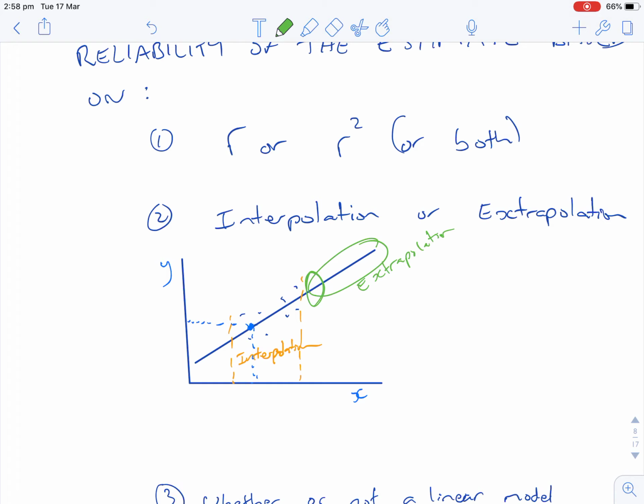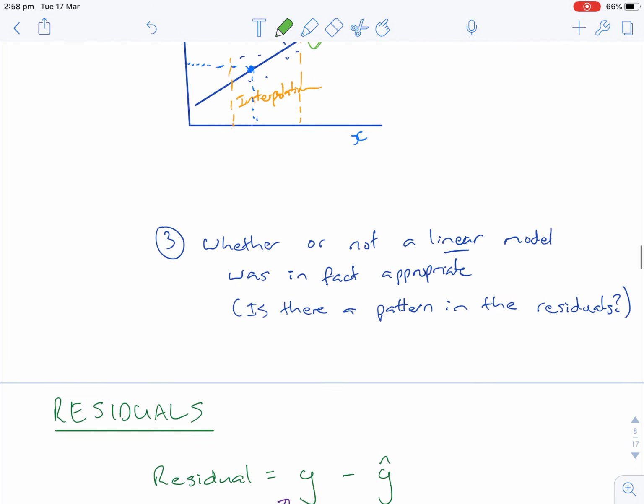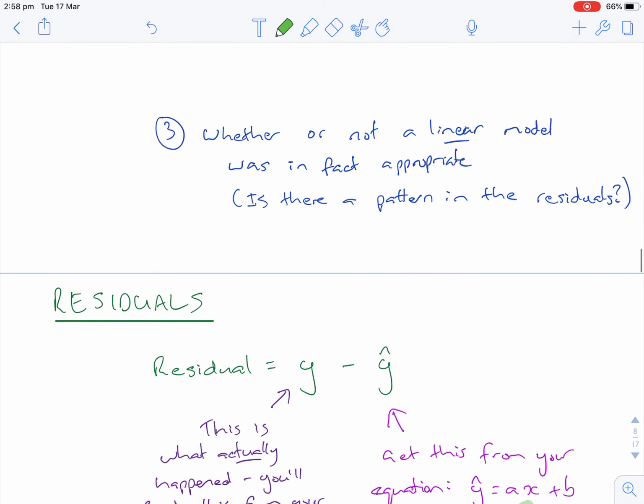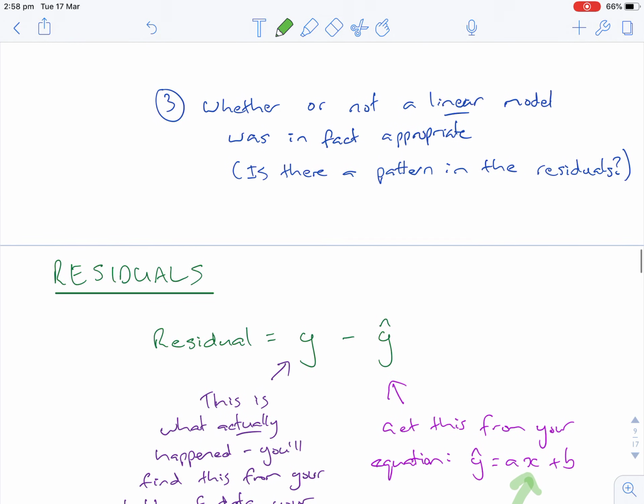But generally speaking, in your exams, if you're in extrapolation territory, you're going to comment that it's an extrapolation very definitely, and you're going to say therefore it's not reliable. And the further away that prediction is from your data, the less reliable it would become.